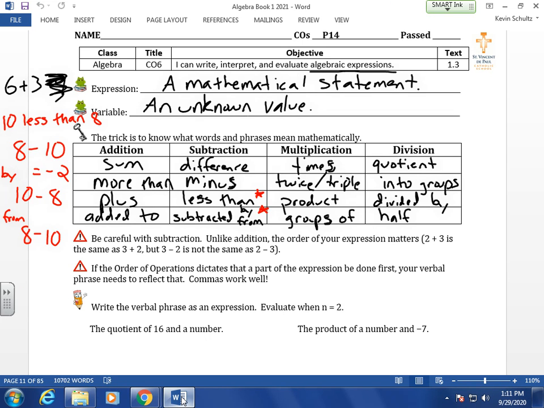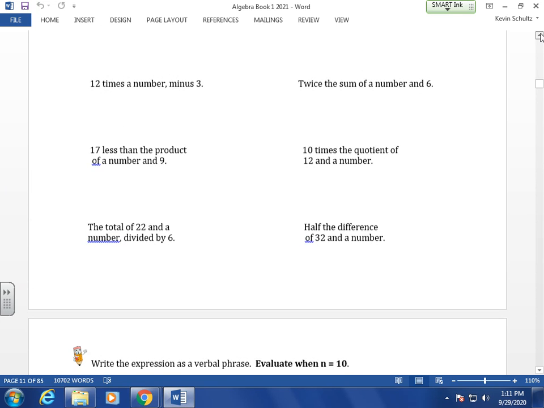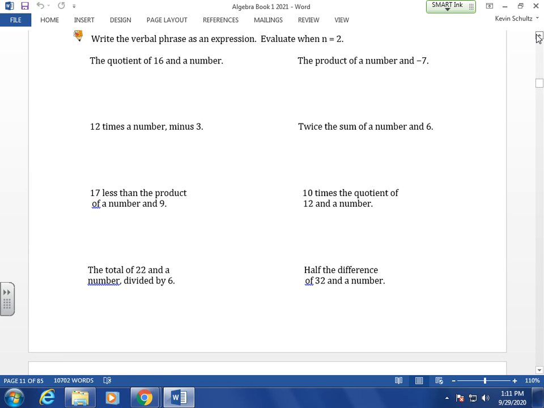That's good. So our job now is to use this table, use these phrases to help us with writing things going from the verbal to the numerical. And on the second page, going from the numerical to the verbal and then evaluating. So if we have the quotient of 16 and a number, you read that as a verbal phrase. What operation are we talking about here? Division, right? That's what quotient means.